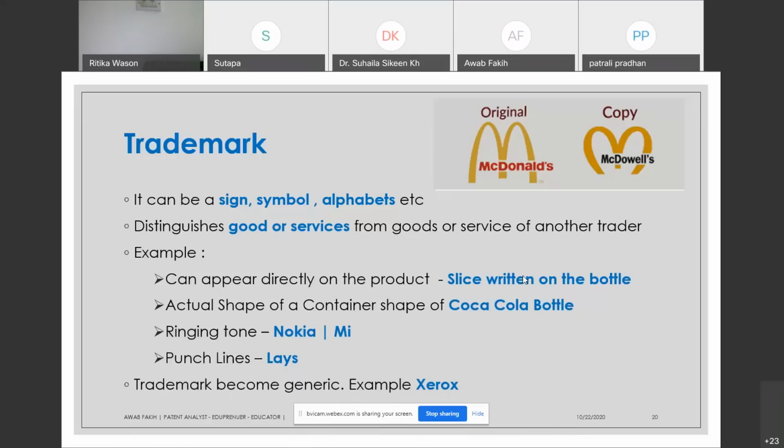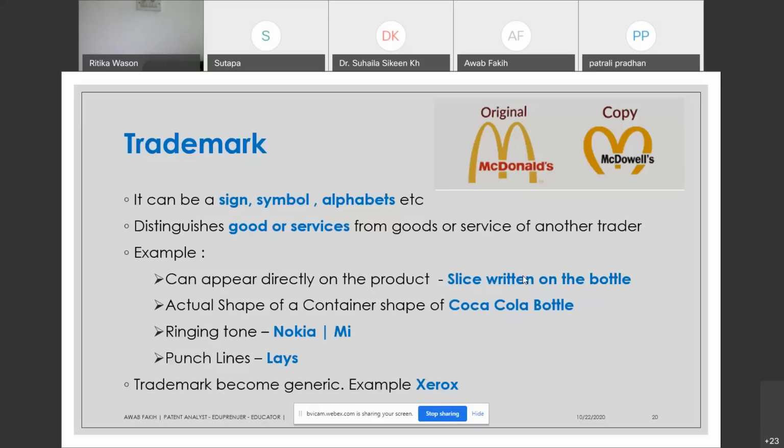As you all know, my dear friends, the famous McDonald's, in which you always see a joker kept outside the store and the yellow color in which they write McDonald's. So you can easily understand that this is a McDonald's store and we can get good quality food over here. This is how the trademark protects the goodwill and the quality.